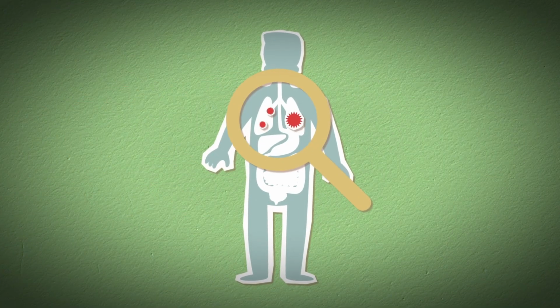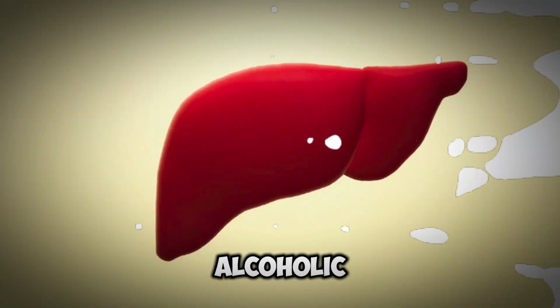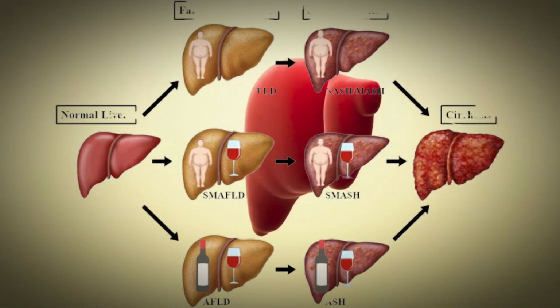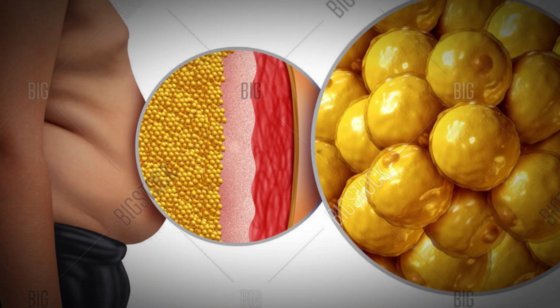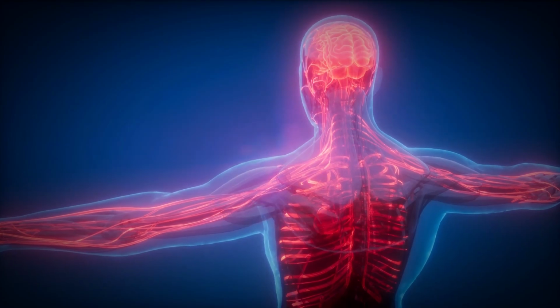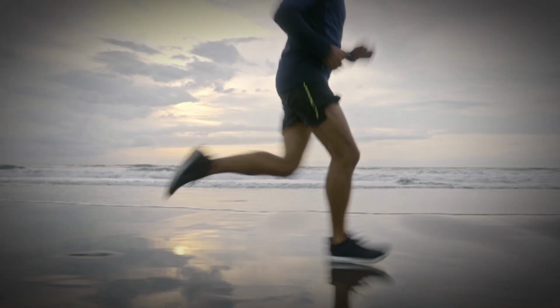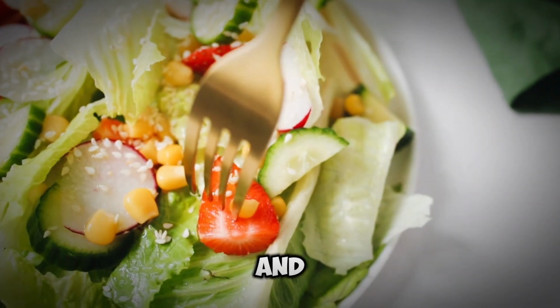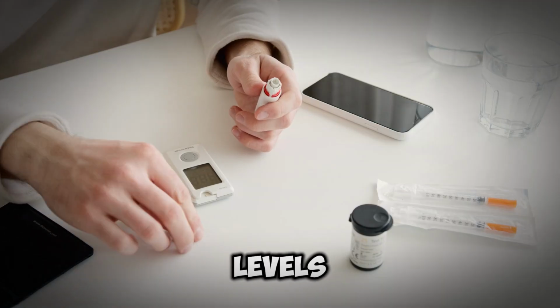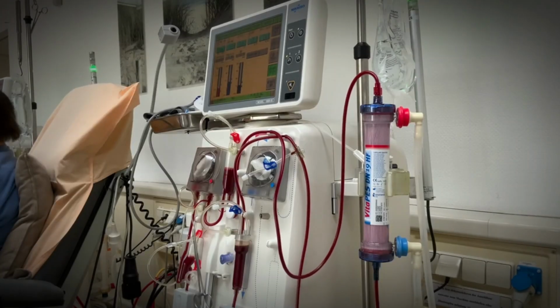Liver disease. Type 2 diabetes is also associated with an increased risk of non-alcoholic fatty liver disease, NAFLD, a condition in which excess fat builds up in the liver. NAFLD can lead to inflammation and scarring of the liver, and in severe cases, it can progress to cirrhosis and liver failure. Maintaining a healthy weight, eating a balanced diet, and managing blood sugar levels can help prevent or manage NAFLD in individuals with diabetes.